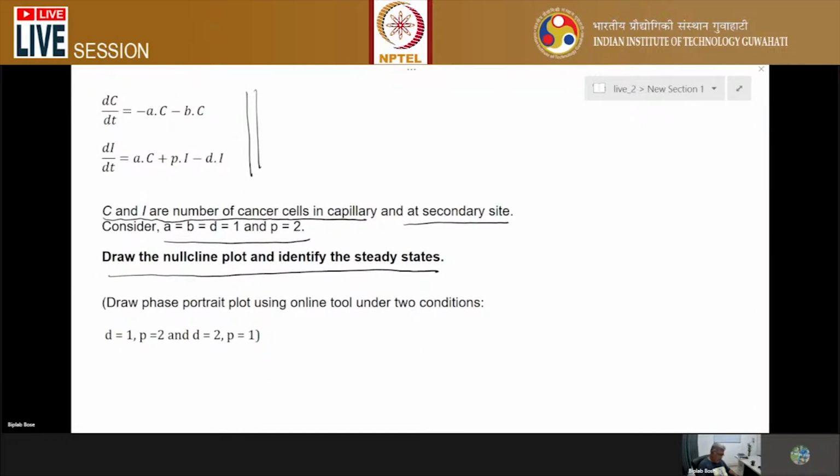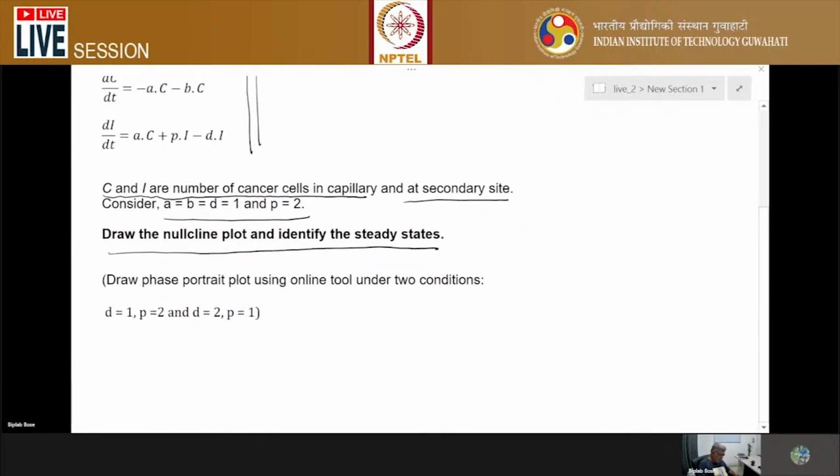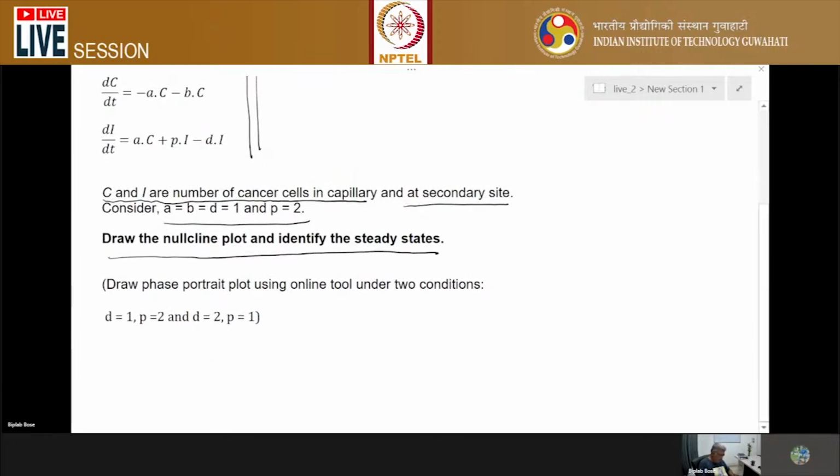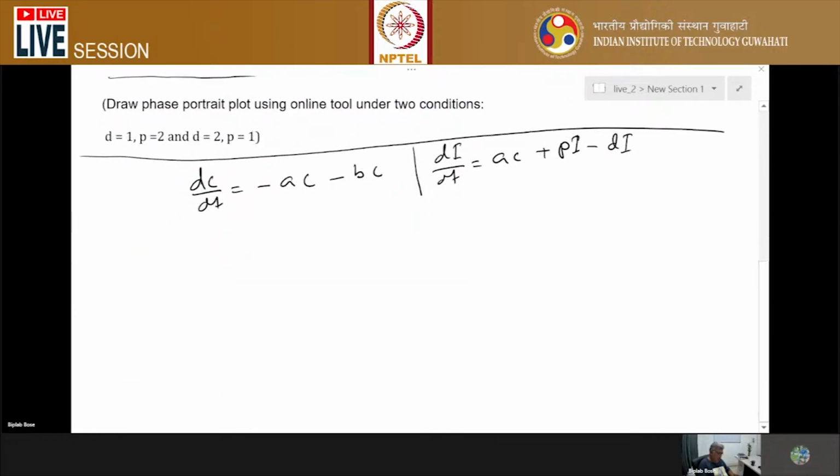Okay, so I will do it here. Let me write down the equation somewhere below, so it will be easier for me. dC/dt equal to minus AC minus BC, and dI/dt equal to AC plus PI minus DI. Okay, fine. I will not take the numerical values now.